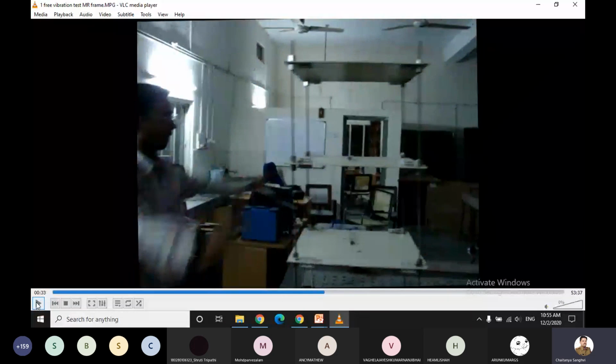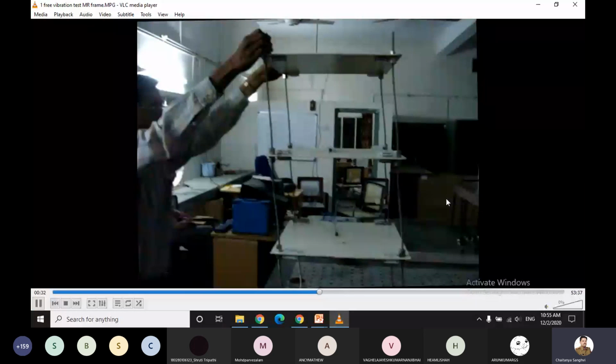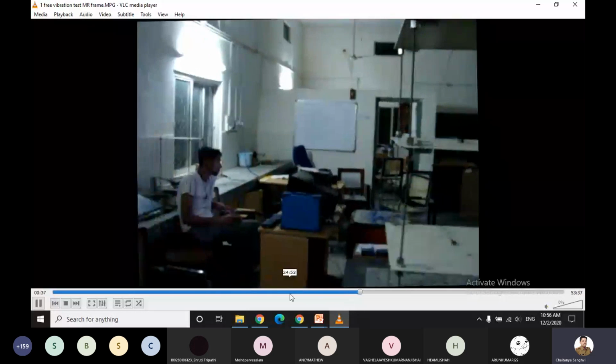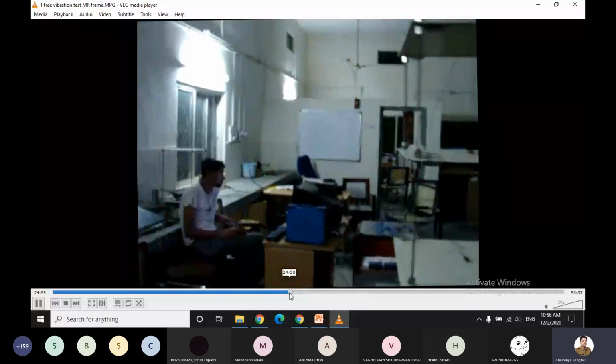Now again, I want to explain this. Look at this. What is he doing? He is disturbing the model, right? He is displacing and then releasing. He is displacing the model by a certain amount, 10 mm, 20 mm, 30 mm, right? And then you see he is releasing. Now your model has some elastic property, so on the basis of that, it is vibrating, right?